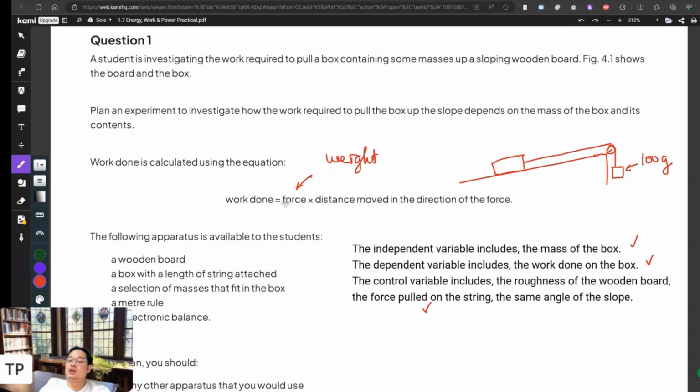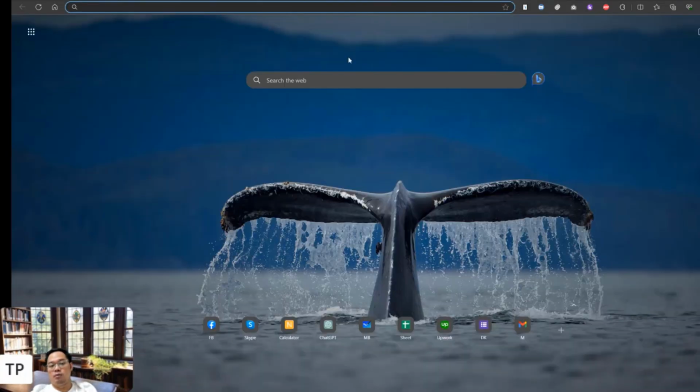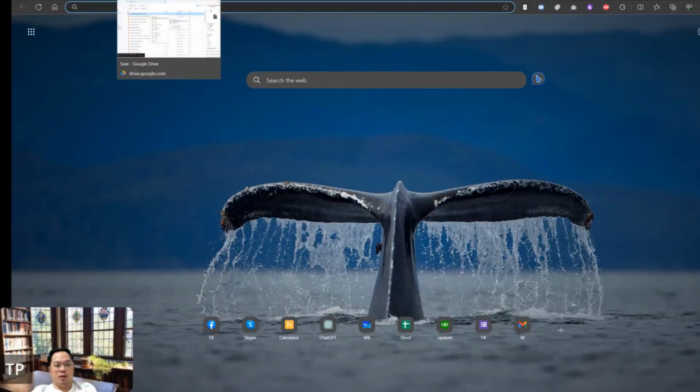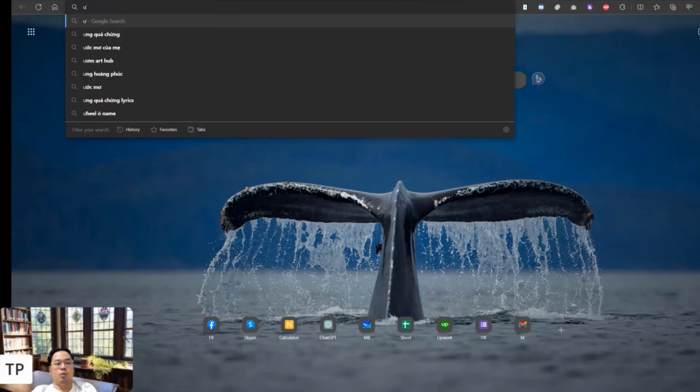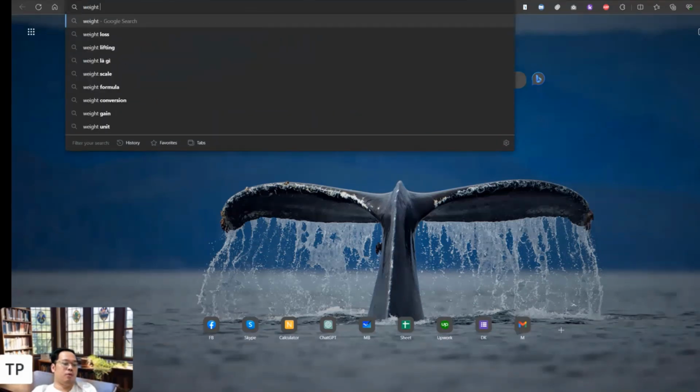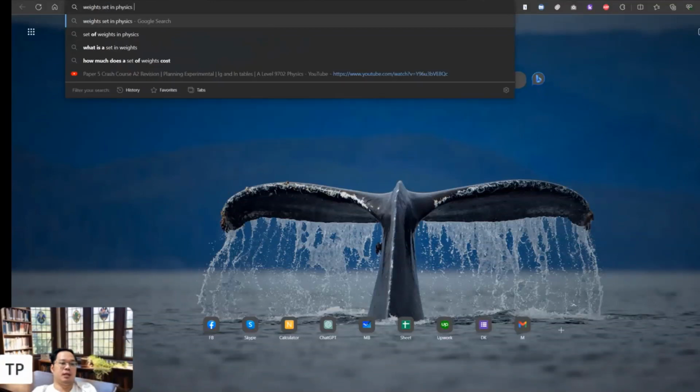Wait, convert that into kilograms: 0.1 kilograms times 9.8. But in reality, in the laboratory we are given some known masses, such as one newton. I will show you the picture of those things. They are called the weights, the weight sets in a physics lab.